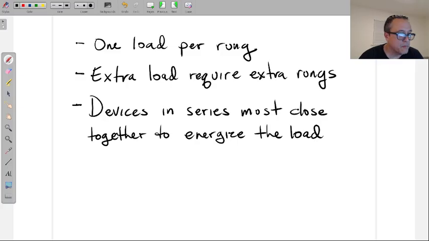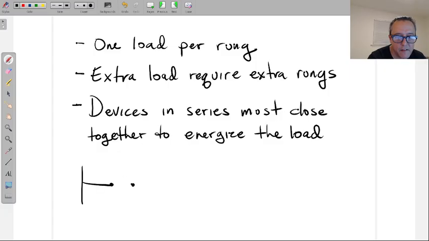Actually, I didn't really simplify it. I think we're the same length of sentence, so not as short as my other ones, but in my opinion, and it is the correct opinion, this is a better way to understand it. Devices in series must close together to energize the load. By the way, it doesn't matter how the device is started.